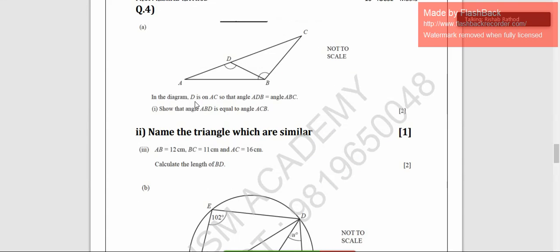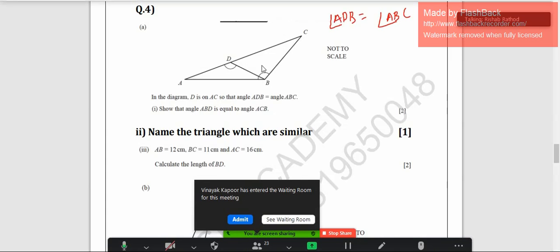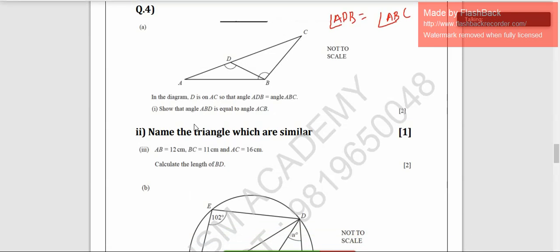In the diagram D is on AC, so that angle ADB is equal to angle ABC. Okay, angle ADB equal to angle ABC. Okay, so the angle ABD is equal to ACB. Okay.